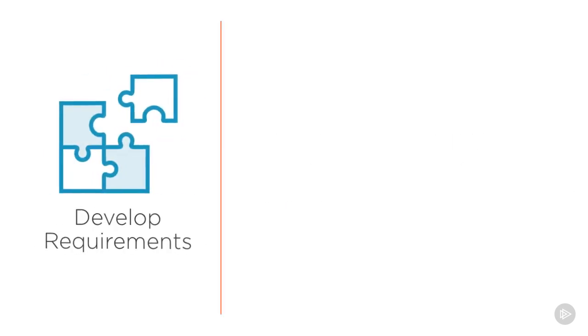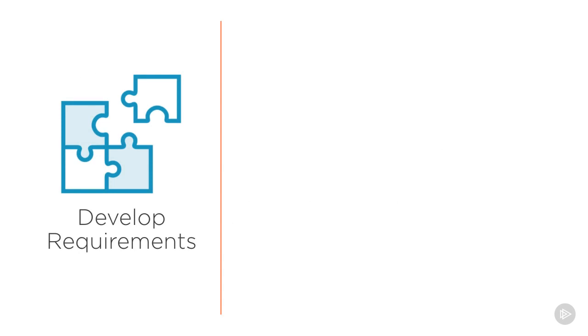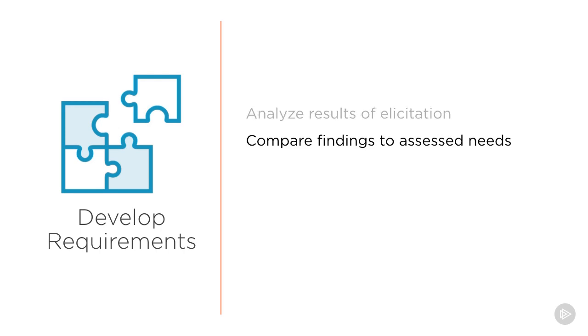From this point, we'll use that information we've gathered, the needs assessment we've done, and the planning work that we've already done at this point in order to develop our formal requirements. Here, we first analyze the results of our elicitation, all of that information that we gathered from speaking with others. We want to compare these findings to the needs that we assessed earlier on. Do these, in fact, match up and align with one another? We thought this was the issue, or we thought this was the opportunity. Is that verified by the conversations that we've had with others?